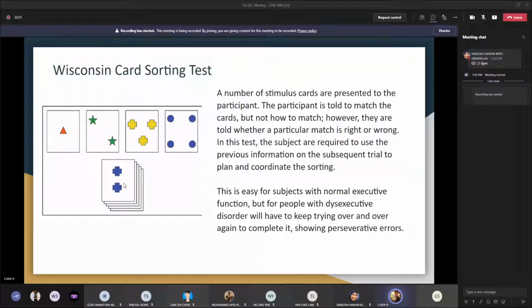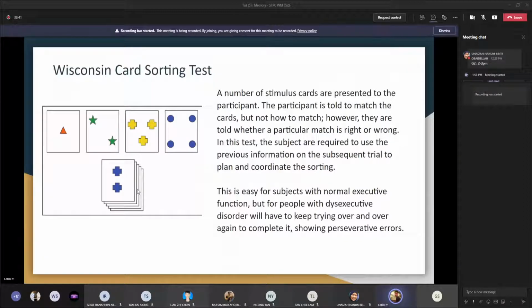So the participant is not told how to match the cards. Let's say the participant matches this one with this one, and the one giving the test will say, oh no, it's a mismatch. Then you know that number is not the criteria to match the cards. So you may match this card with this one, and again the one giving the test will say no, it's a mismatch again. So you know that it should be matched with colors.